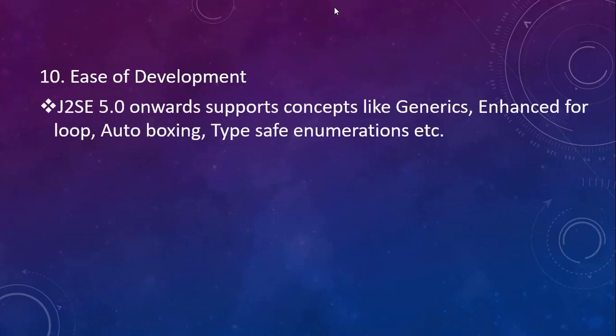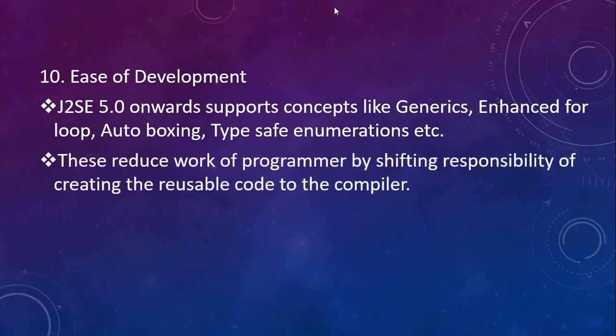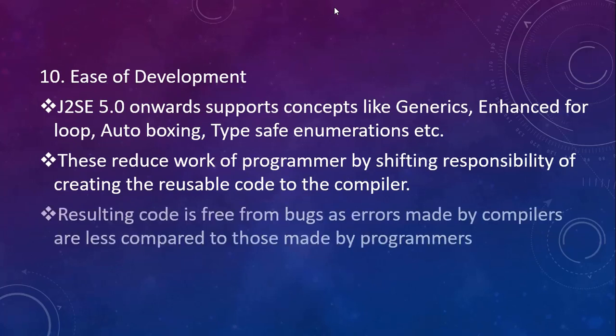Ease of development. From Java Standard Edition 5 onwards, there is support for concepts such as generics, the enhanced for loop, autoboxing, and type-safe enumeration. All this we are going to see as we proceed further. These concepts ensure ease of development for the user. Also, they reduce the work of the programmer by shifting the responsibility of creating reusable code to the compiler.